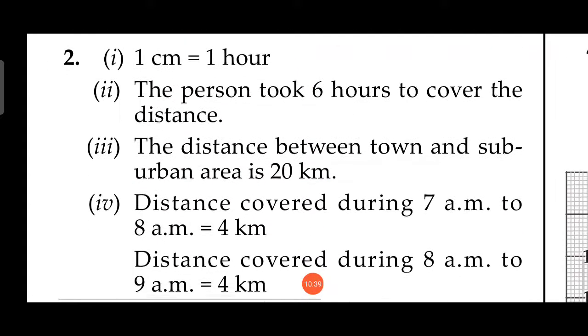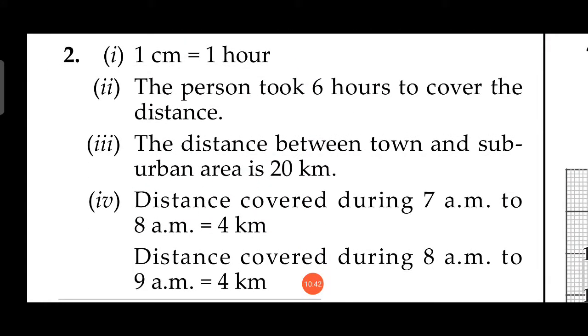Now question number two. A person cycles from a town to a neighboring suburban area. His distance from the town at different times is shown by the following graph. What is the scale taken for the time axis? These are the questions we have to answer. If you see the graph, you will understand the scale taken for the time axis: 1 centimeter is equal to 1 hour.